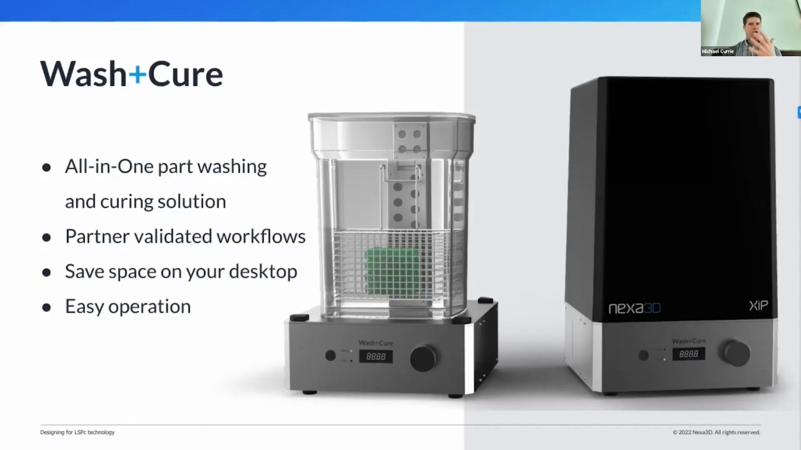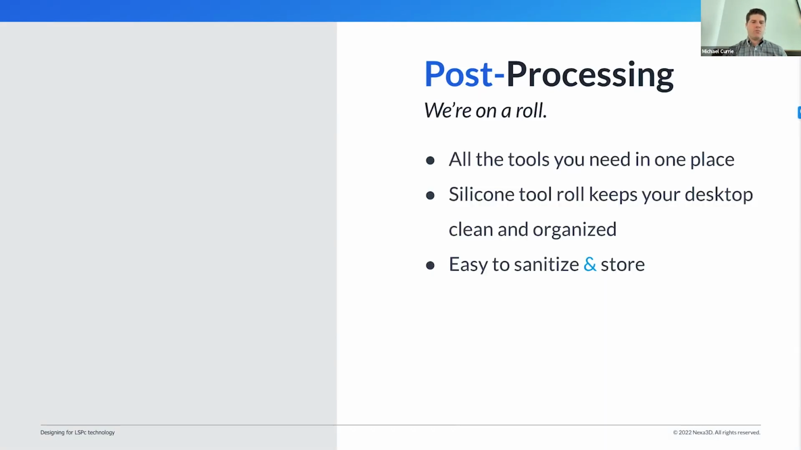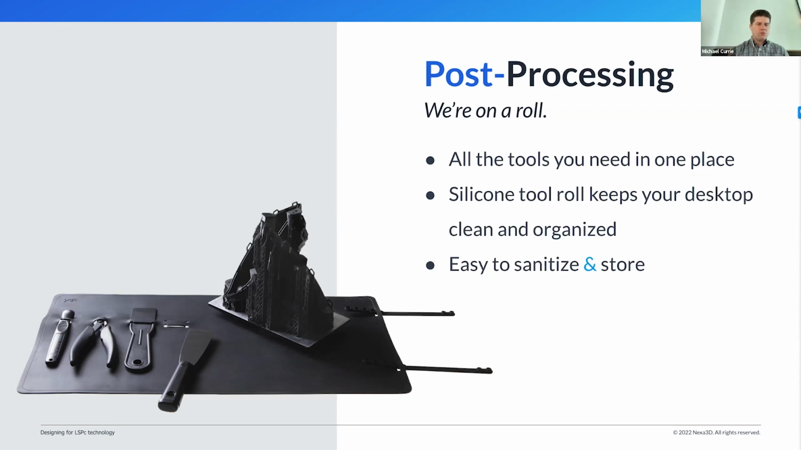Okay, so I mentioned this all-in-one station. I'm showing two things here, but they're really just one thing. It's an all-in-one part washing system. And I mentioned earlier that all the materials we sell are validated through this post-processing system. It has a very small footprint on your desktop, and it's very easy to use. We'll give you a really great set of tools to work with to remove things from the build plate, clean your build plate, clean your resin tank, and also post-process your parts.